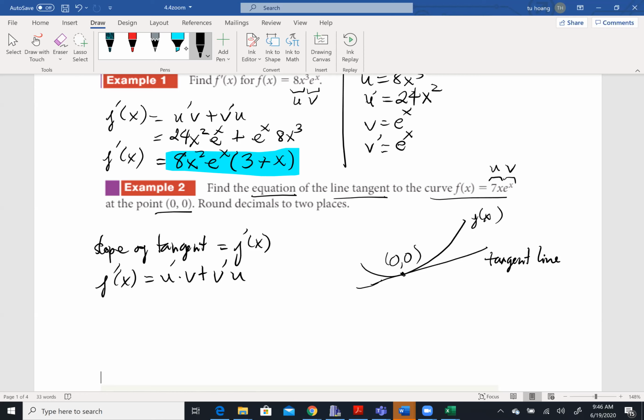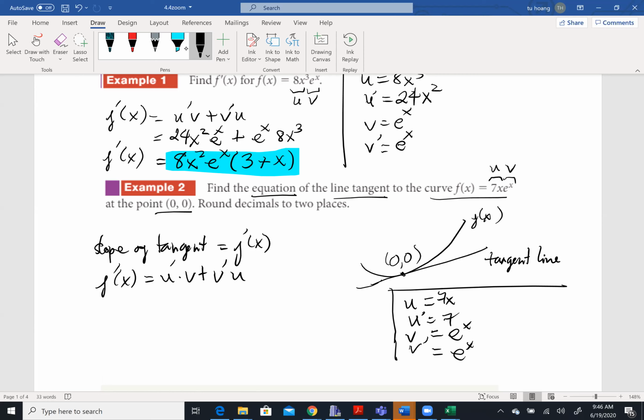And if I want to do a side work, if you can do it in your head, that's good also, but doing a side work makes you more organized. So u is going to be 7x. u prime will be what? 7, right? It is a constant. This is the derivative of a constant multiplied with x, so that's going to be just the constant. So v is going to be e to the x, and then v prime is just going to be the same, e to the x.